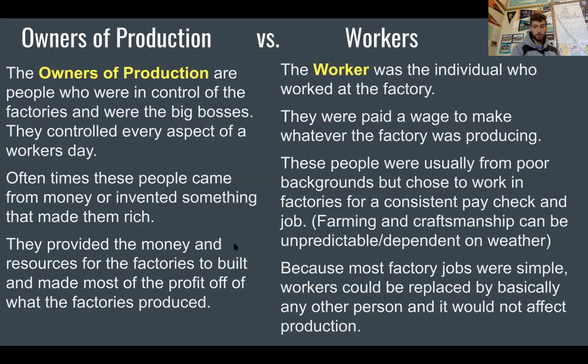But getting back to the workers, these people were usually from poor backgrounds, didn't really have a lot of education, resources, or means to kind of improve their situation in life, but they chose to work in factories for a consistent paycheck and job. Remember, farming and craftsmanship can be unpredictable. It's very dependent on the weather, especially for farming. Because most factories were very simple, workers could be replaced by basically any other person, and it would not affect production.